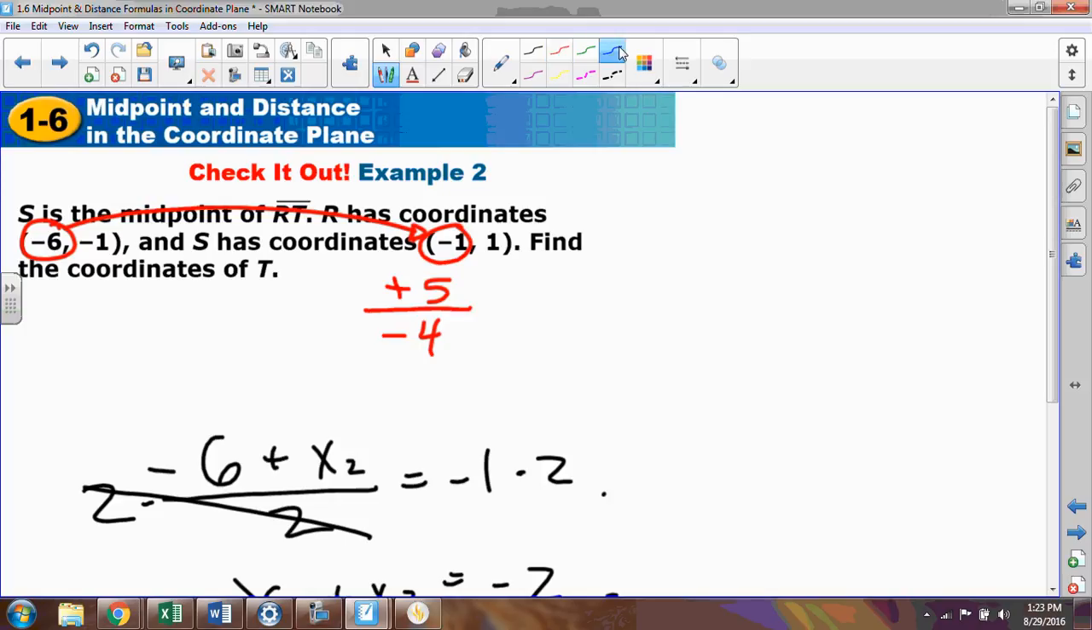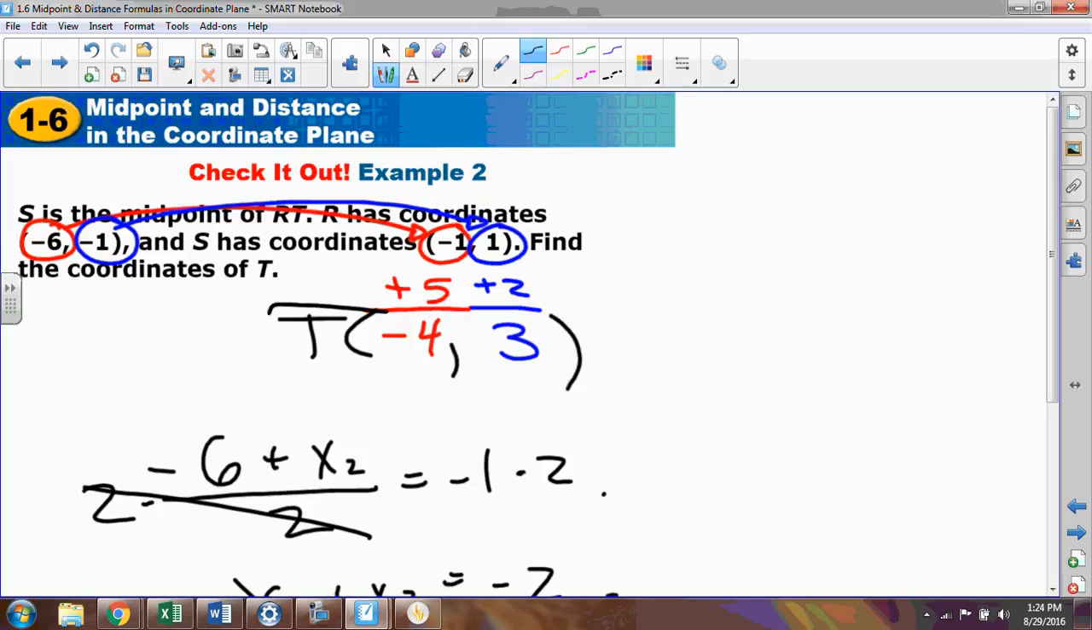Do the same thing for the y-coordinates, from -1 to +1. That's adding 2. Thus, we have the coordinates for our other endpoint. It would have to be at -4, 3.